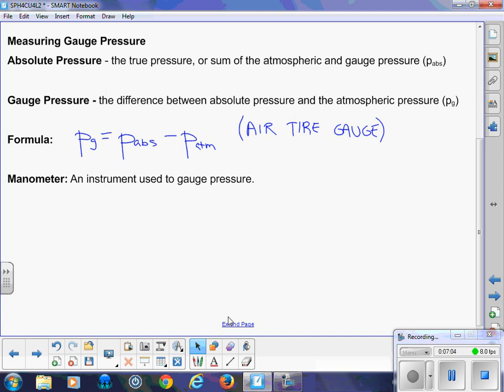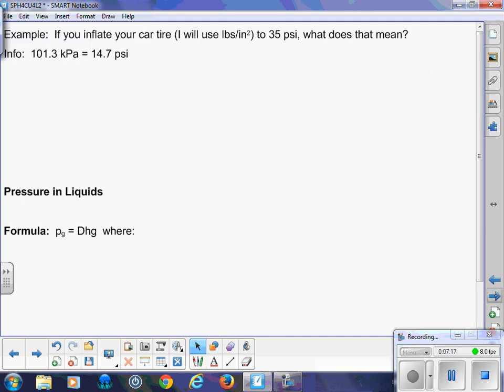All right. Now I want to talk about this formula. You'll want to put on the formula sheet for yourself. And the definitions are right there. ATM is your atmospheric, and I've got an example right here. So if you inflate your car tire, and I'm going to use pounds per inch squared because that's what all the tires have. When you look on the tires, they're produced or created in the United States. It's an imperial system. It's one of our funny things in Canada. We really have that dual system.